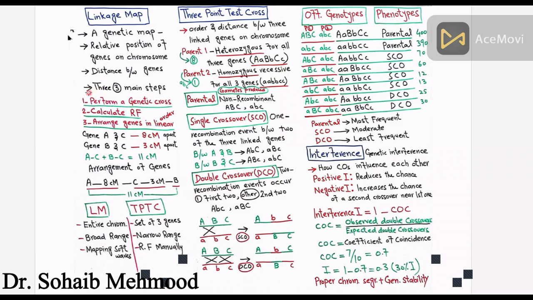How to create a linkage map? There are three main steps involved in the creation of linkage map. First one is to perform a genetic cross. Cross the organisms that are heterozygous for the genes being studied, and also analyze the offspring to determine how often recombination occurs between the genes. The second step is the calculation of the recombination frequencies. So what is the recombination frequency, how to calculate, and what is the unit of recombination frequency? All these topics we have already discussed in our previous lectures. And the third step is to arrange the genes in linear order based on recombination distances.